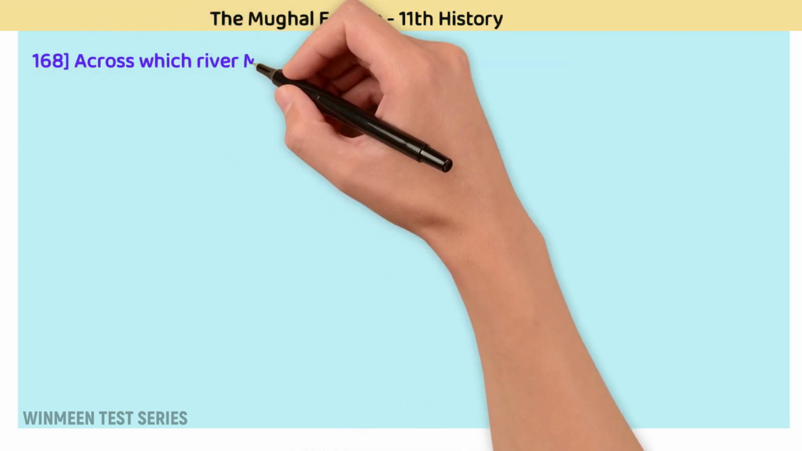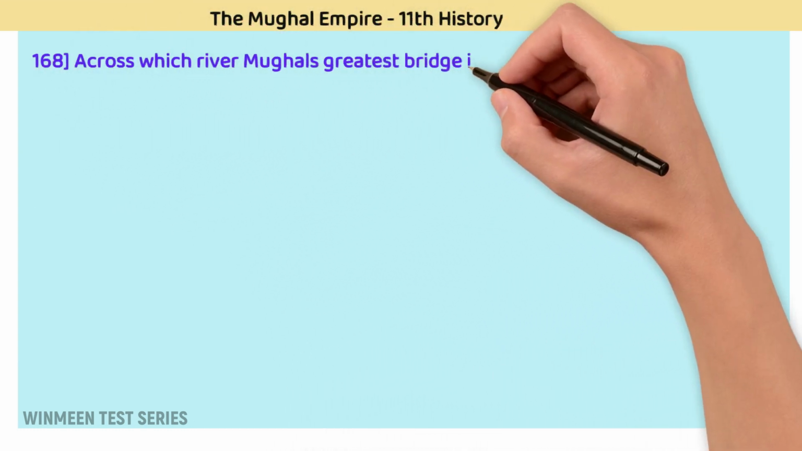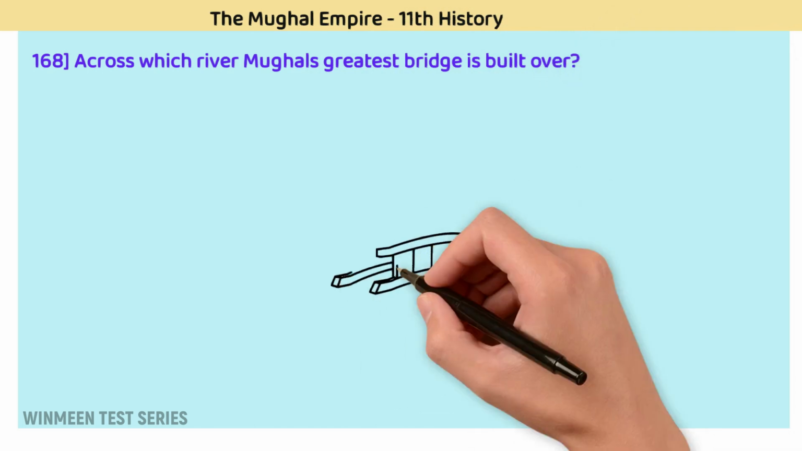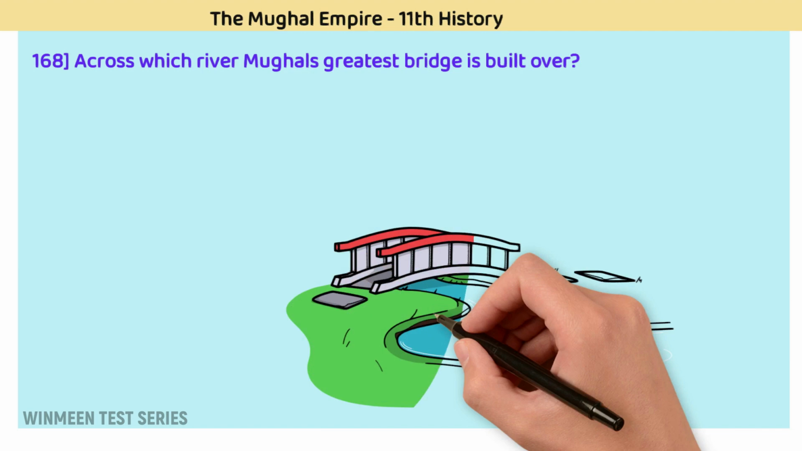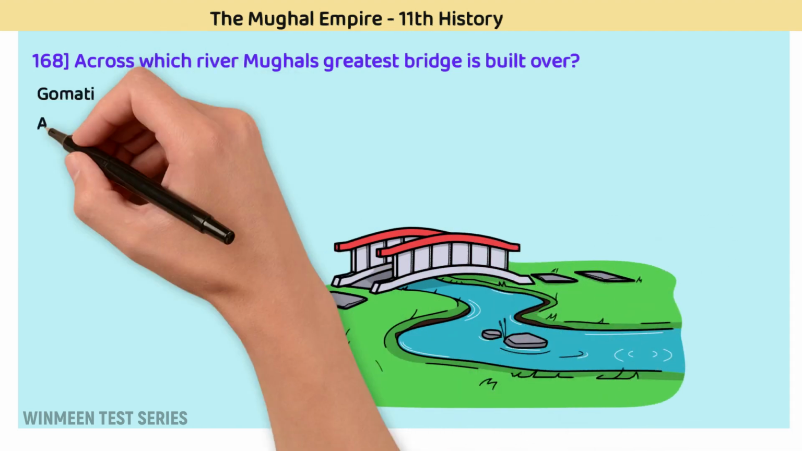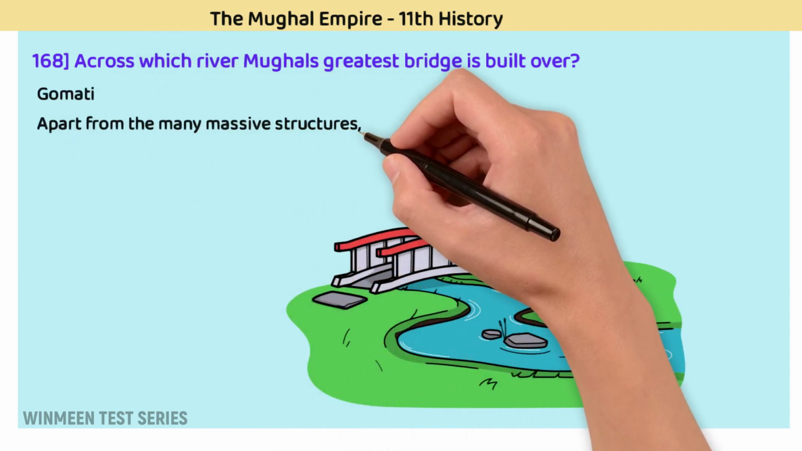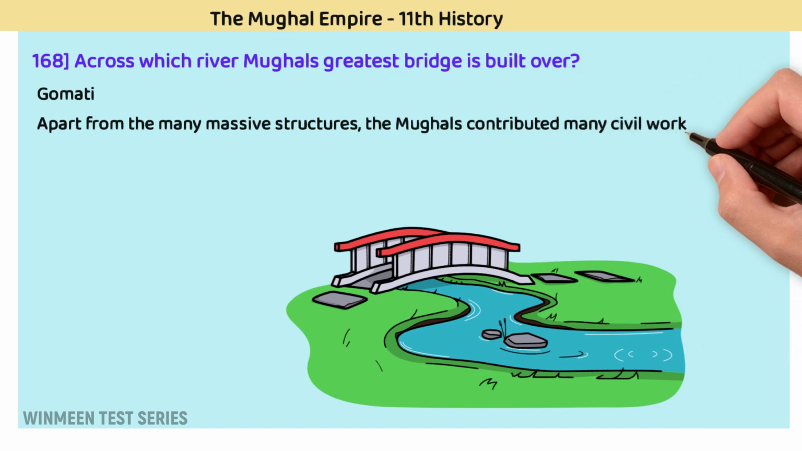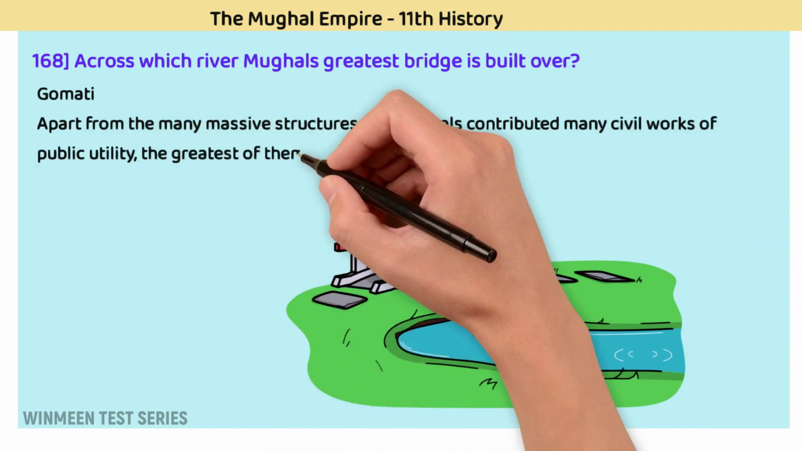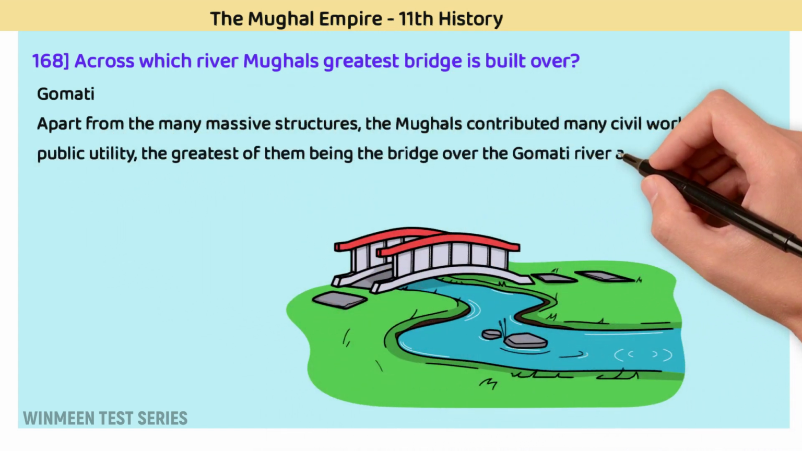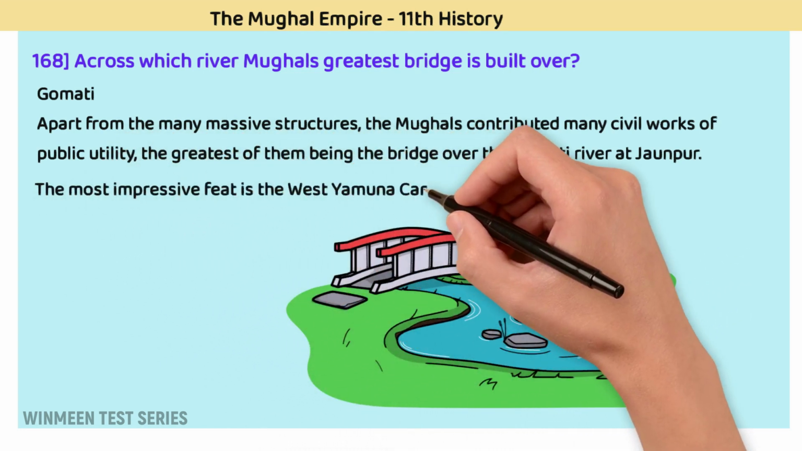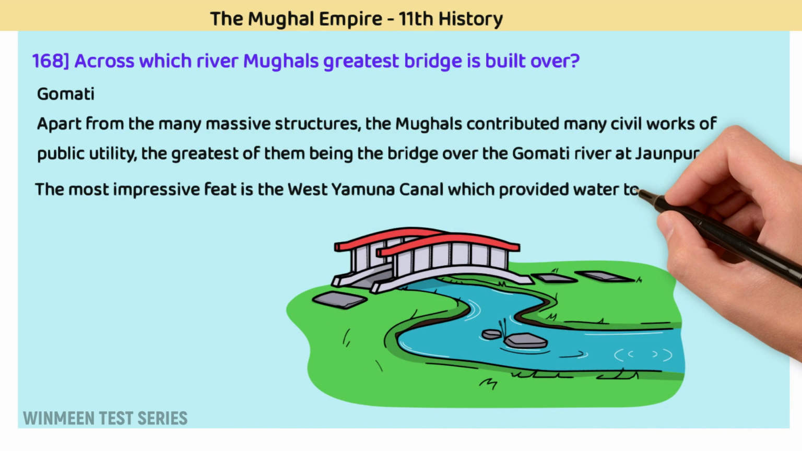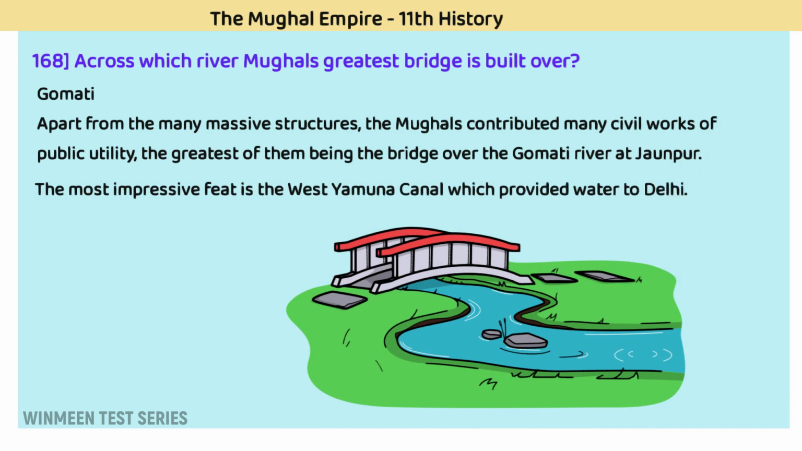Question number 168. Across which river was the Mughals' greatest bridge built? The answer is Gomati. Apart from the many massive structures, the Mughals contributed many civil works of public utility, the greatest of them being the bridge over the Gomati River at Jaunpur. The most impressive feat is the West Yamuna Canal, which provided water to Delhi.